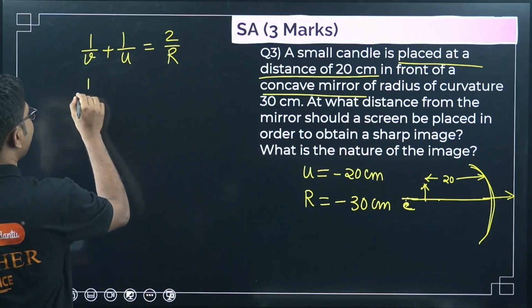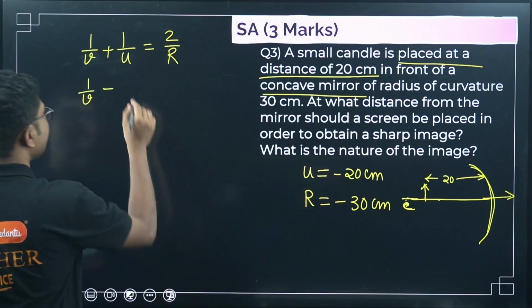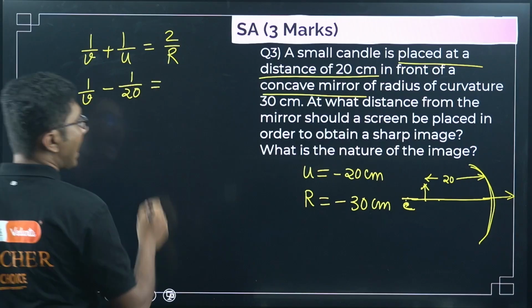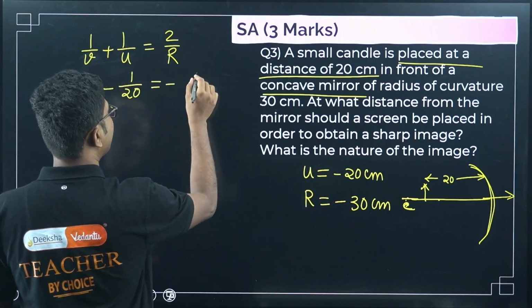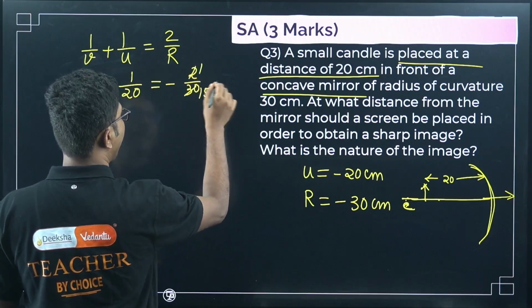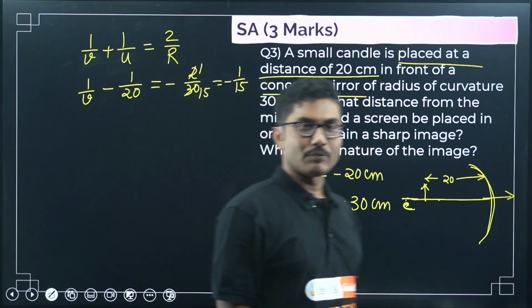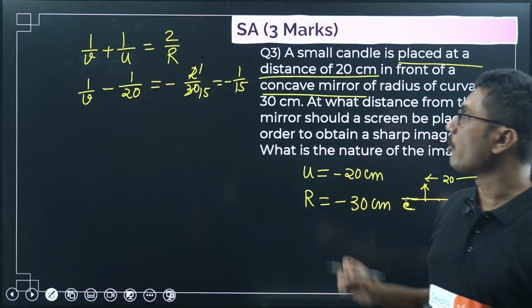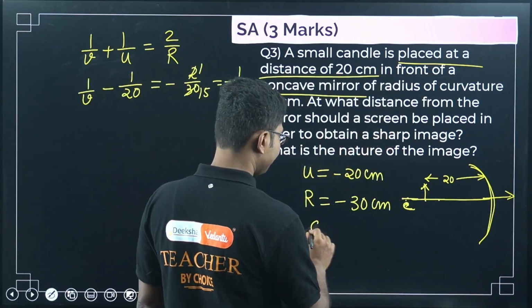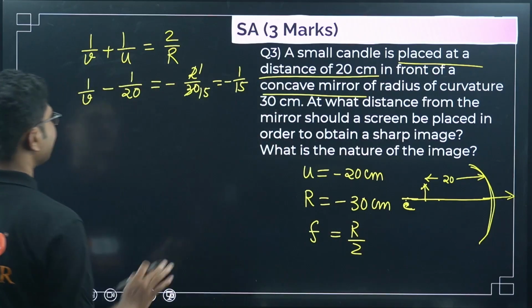So what is 1 by v? We are trying to find v here, and u, as you can see, is minus 20, so it will be 1 by minus 20, with the minus sign taken outside, and r is minus 30, so it will be minus 2 by 30, so it will be 1 by 15. If you are wondering why I have not written 1 by f here, that also is possible. You can write 1 by f here because f is nothing but r by 2. Then you have to do one step extra here.